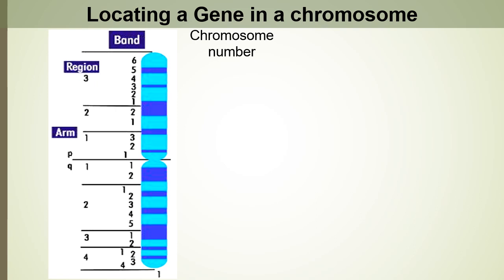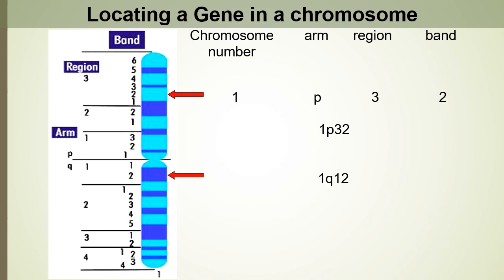So to designate a particular band, we need to write first the chromosome number followed by the arm, region and the band. Here, if we want to designate a particular band, say for example the red arrowed region, first we write the chromosome number, which is 1, followed by the arm, which is P, then region 3 and band 2. So it would be written as 1p32. Similarly, for another region in the Q arm, we would write 1q12.